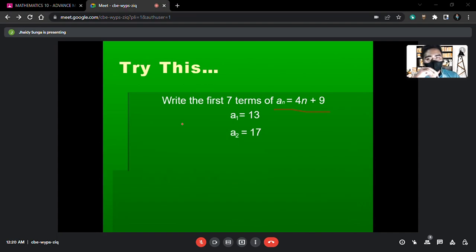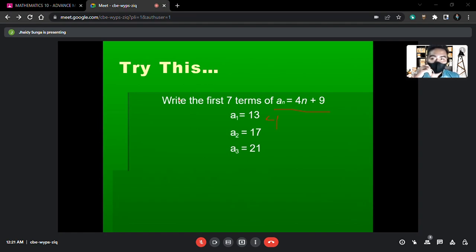If we get this second term, we see that from 13 it moved to 17. So we could see that it was added by 4. But before that, by not knowing the next term, we should still find at least another term in order for us to see the pattern in the sequence. So the third term would be 21. In these three terms, what pattern do you see? It was added by 4.